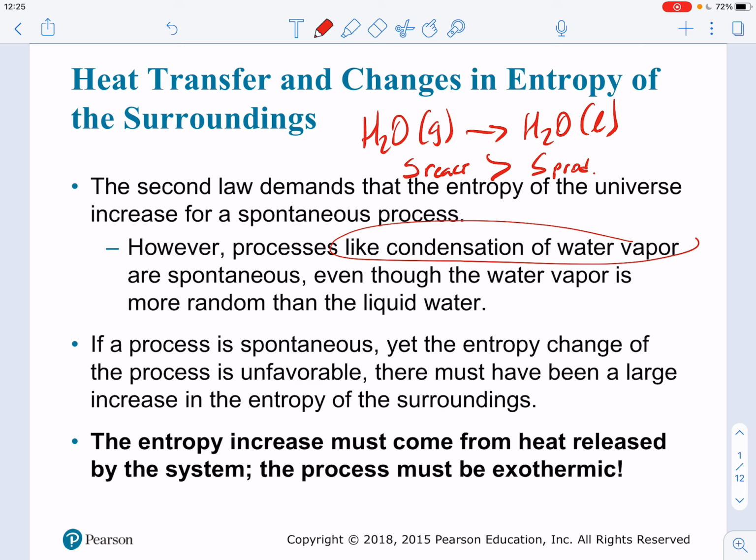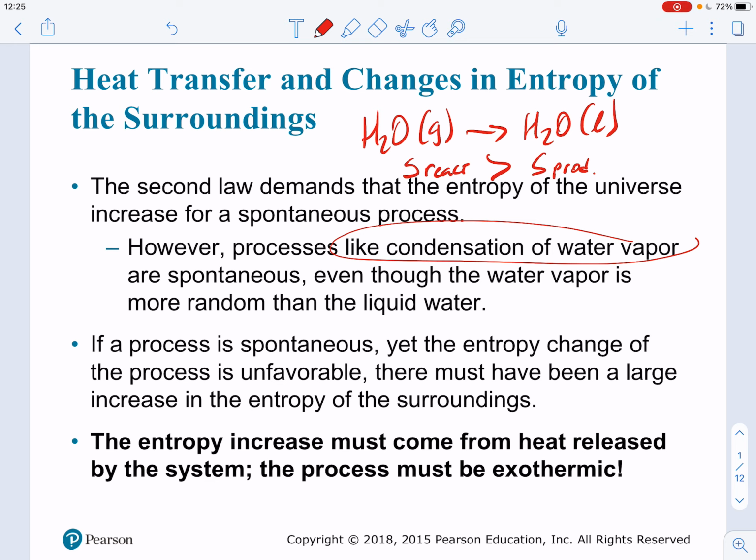Therefore, the change in entropy for this particular system is going to be negative. So technically, you might think, well, this shouldn't be a spontaneous process, because the change in entropy of the system is negative, and you are looking for something that is positive. However, that happens spontaneously. So what is the reason for that?